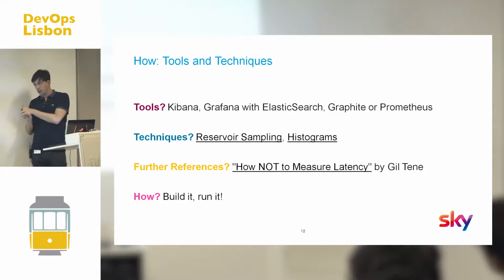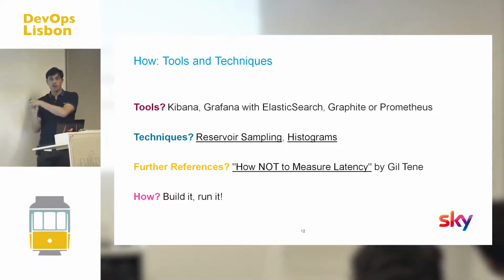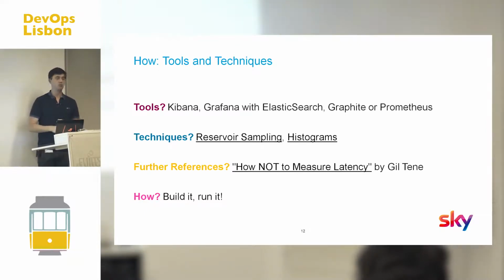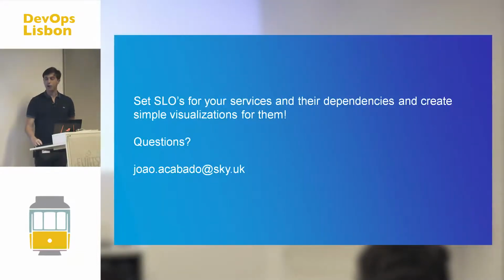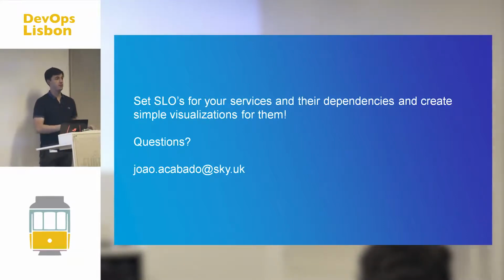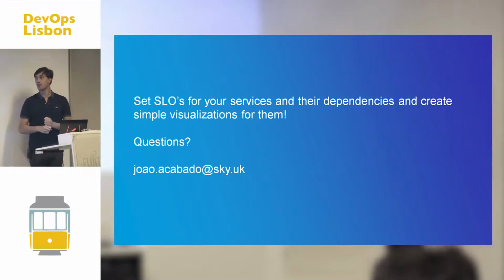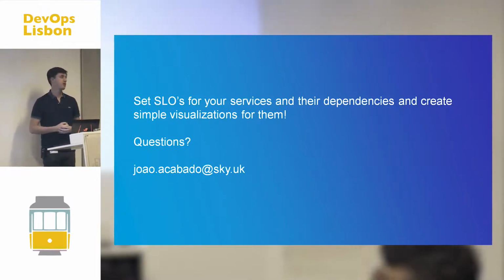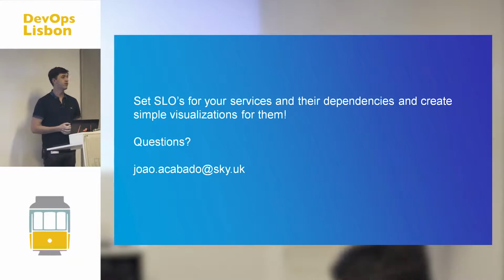If you are really looking into this, I tried to cover how to measure latency, but if you are looking at how not to measure latency, there is a very well-known talk from Gil Tene, which you should look for. And how to do this? Well, just build it and run it. You'll run into the problems and you'll have to solve them at some point. My takeaway is that you set service level objectives for all of your services, and if possible, for all your dependencies, because they are your dependencies. And try to simplify your visualizations as much as possible. And that's all.